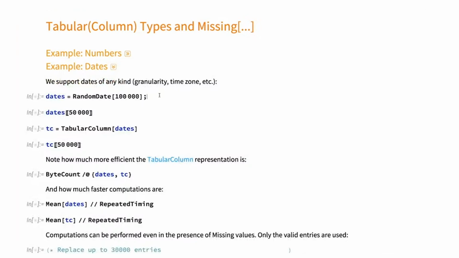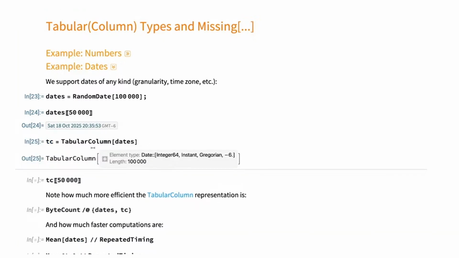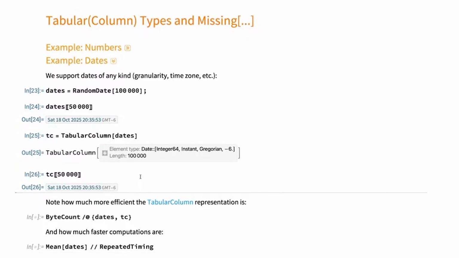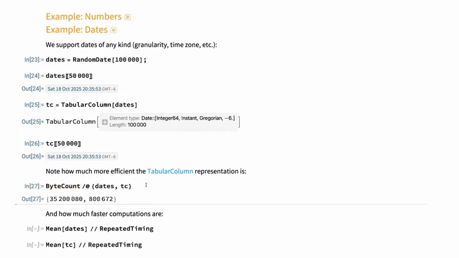Let's do also examples with dates. For example, let's take 100,000 random dates in this year. If we take the date number 50,000, we get that one, which was randomly generated. We can insert all those dates into a Tabular column. And of course, if we extract the date number 50,000, we get the same one. Again, same language of Part in Wolfram Language. Now, a Tabular column is a lot more efficient in representation, and Tabular takes advantage of that. For example, you see our dates were originally a list of 36 megabytes, while the Tabular column stores the same dates in less than 1 megabyte.